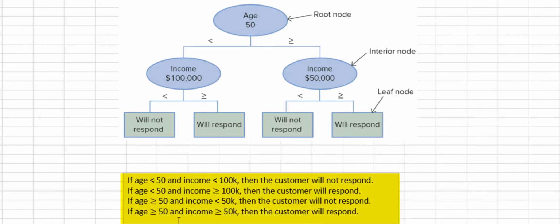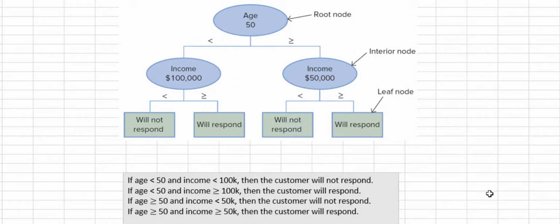Hayden now has 4 decision rules. The first one is, if age is less than 50 and income is less than 100K, then the customer will not respond. If age is less than 50 and income is greater than or equal to 100K, then the customer will respond. If age is greater than or equal to 50 and income is less than 50K, then the customer will not respond. If age is greater than or equal to 50 and income is greater than or equal to 50K, then the customer will respond. The bank manager, Hayden, then will apply these rules to future customers when marketing the bank's HELOC products.